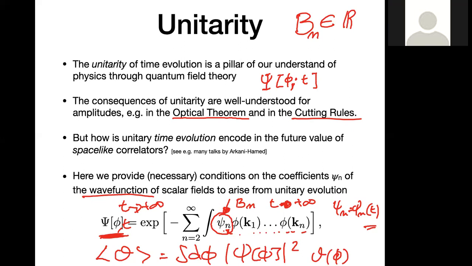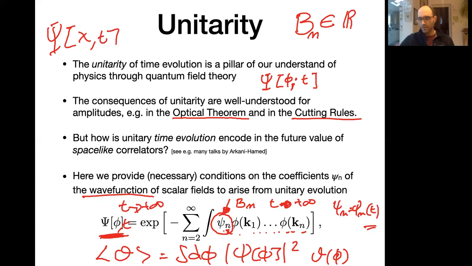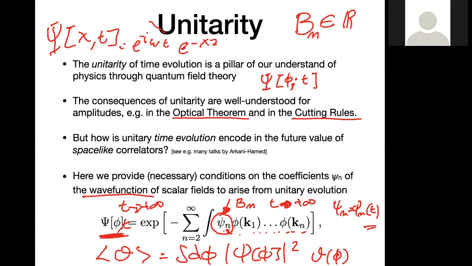How do I know how psi depends on time? Well, it is the dynamics which tells me how psi goes from a given time t1 to t2. In quantum mechanics, the wave function looks like e to the i omega t times e to the minus x squared, the wave function of the harmonic oscillator. Yes, I know. But in the example you wrote down, psi is a function of x and t. Now this psi is a functional of phi. The time dependence on the left hand side comes through the time dependence of phi.